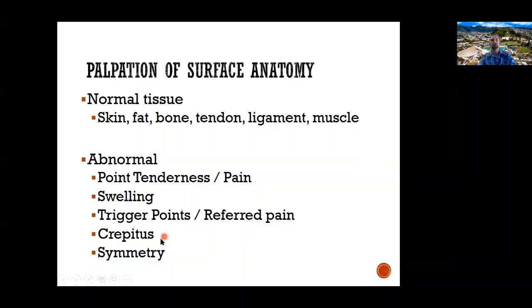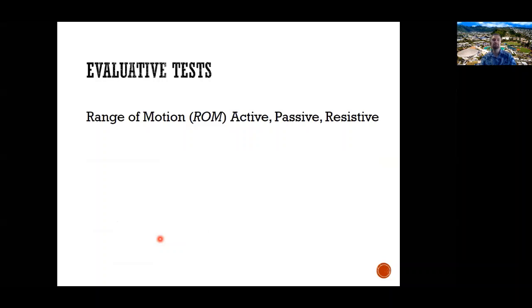Crepitus would be that crunchy, gravelly sensation. Then, of course, symmetry, right? If they're not symmetrical between injured and uninjured sides. Okay. Then on to our evaluative tests. So history, observation, palpation. Now we start to do our active, passive, and resisted range of motion.